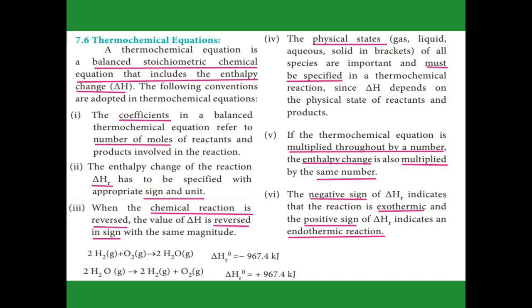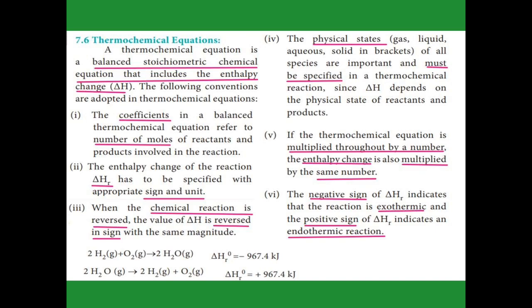Now the first point, you see that it is a balanced equation. A balanced equation containing enthalpy change is called a thermochemical equation. Here some of the rules are given. Number of moles, what I said, the number of moles is a coefficient. The second point, the enthalpy change of the reaction with the appropriate sign and unit. Sign means negative or positive, and the unit here is kilojoule. And the third point, if the chemical reaction is reversed, the delta H value only has its sign reversed, but the same magnitude is written.